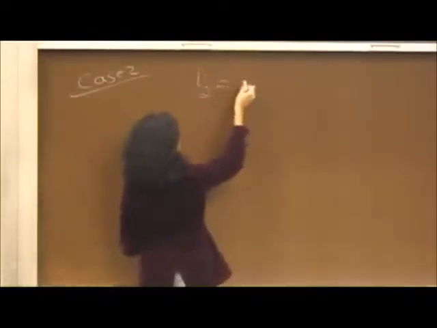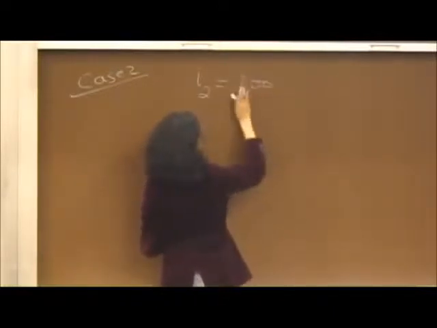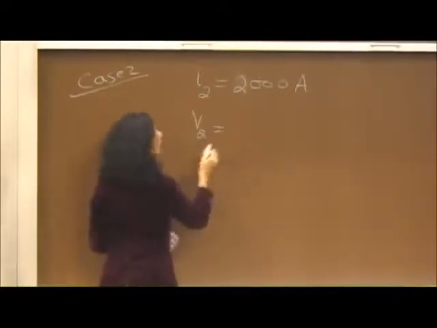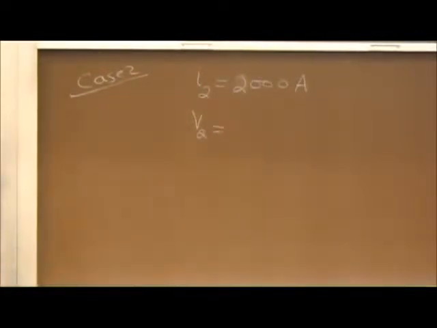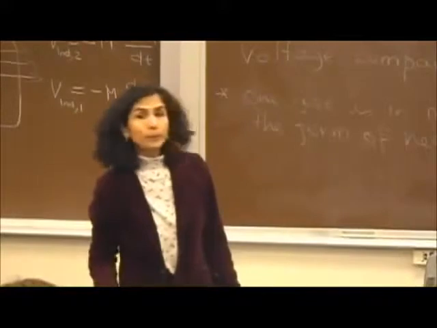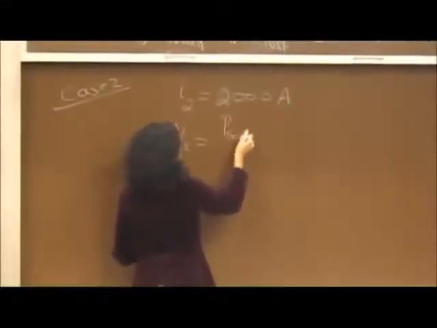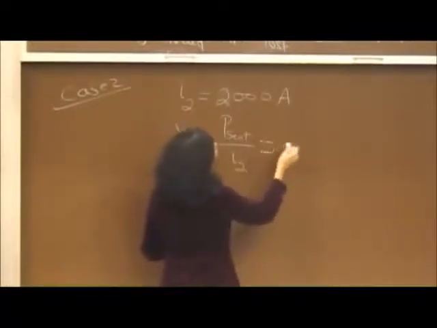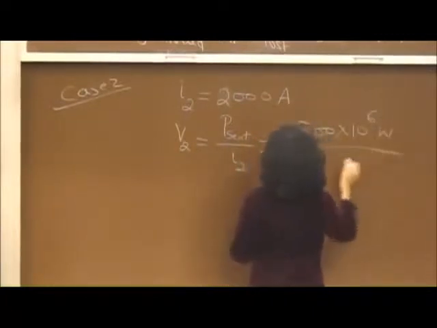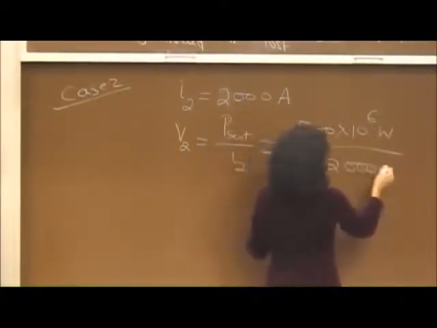So case 2 is, let's say the current was 2,000 amps. Who wants to tell me what should be the voltage at which it should be sent? What should be the potential difference at which it should be sent if the power that was being sent is 500 megawatts? V2 should be power sent divided by I2, which is 500 megawatts divided by I2, which is 2000 amps.